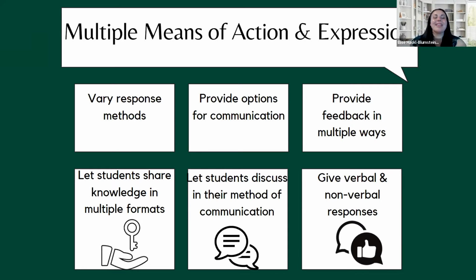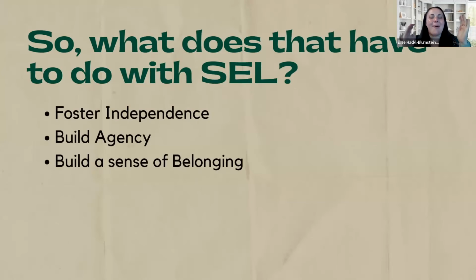So that's really the introduction of universal design as a whole, our three main areas. Now we're going to look at what that has to do with SEL. Like we said before, SEL, social emotional learning, is about fostering independence, building agency, and building a sense of belonging. So as you're starting to think about all of the examples we gave previously, most of those are doing these things, right?